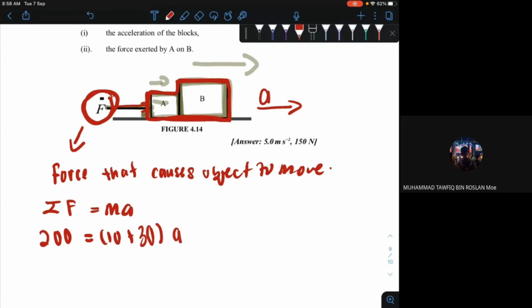Okay, and then you get your acceleration sebanyak ni 40, 200 bagi 40 you get 5 m/s². Itu adalah acceleration. Kedua-dua objek ini akan bergerak. They have the same acceleration. Kalau nak buat untuk satu-satu objek pun boleh, tak ada masalah.